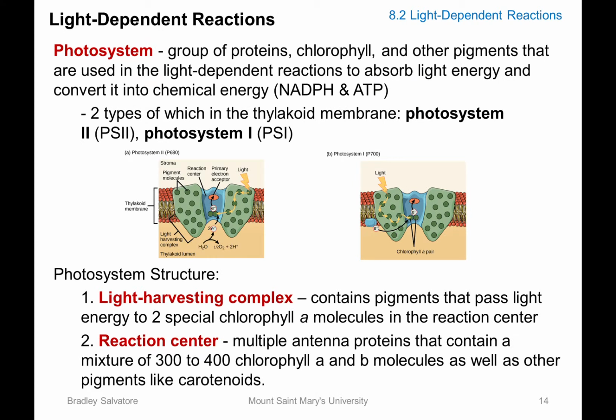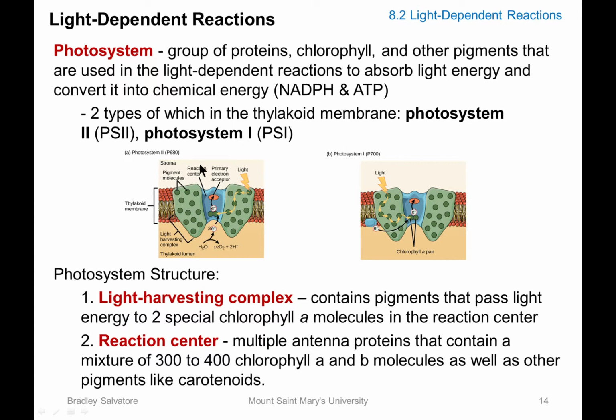Okay, so let's start on our light-dependent reactions. You need to be familiar with the concept of a photosystem, which is a group of proteins that has chlorophyll and other pigments as well. They are used in the light-dependent reactions to absorb sunlight energy and then convert it into chemical energy. That is using a photosystem to perform the light-dependent reaction. So you need that input of sunlight to make it happen.